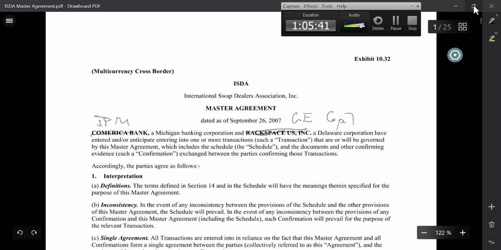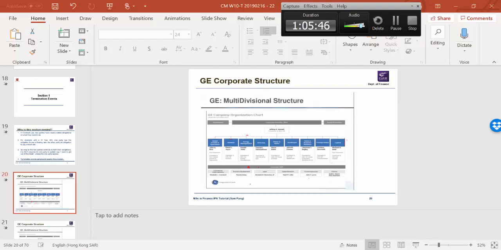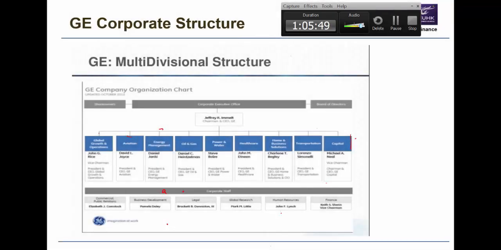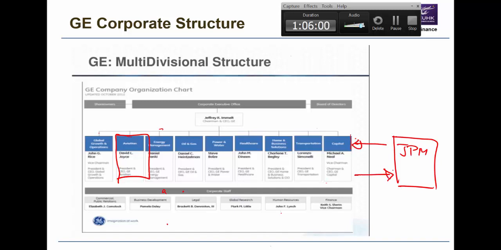Now, if you sign an ISDA like this, then if ever there is a problem elsewhere in the company, let's say GE Aviation, and JP Morgan is down here, becoming quite worried with all their transactions. So the question is, is there anything they can do? The answer is no, nothing. Because the contract is with GE Capital. What happens elsewhere, GE will say to JP Morgan, it's not your business.